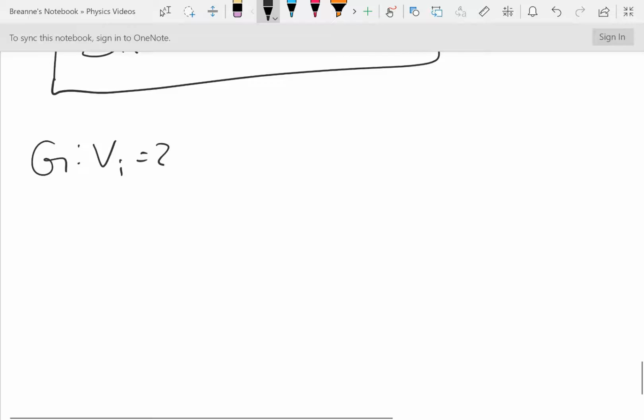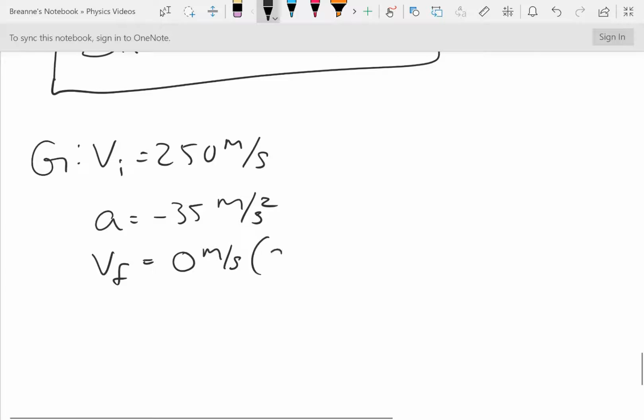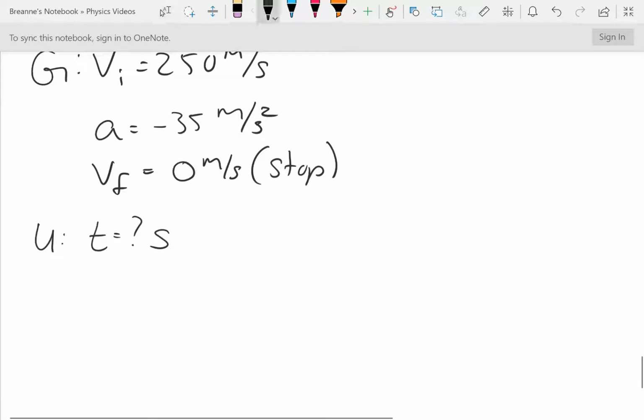We have our initial velocity, which is 250. It's decelerating, so our acceleration is going to be negative, which it is, a negative 35 meters per second squared. It's stopping, so we know our final velocity is 0 because of the word stop. And it's asking for how long. So how long is time? Think about how long am I in this class for? So you're trying to figure out how much longer you are.